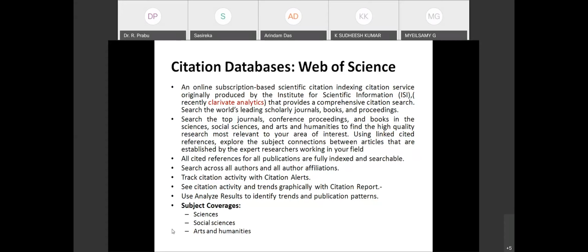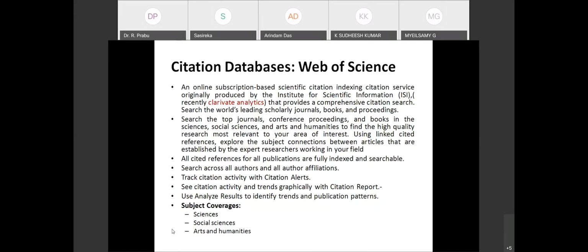So here we are going to discuss the Web of Science database. This is called a citation database. It is an online subscription-based scientific citation indexing service, originally produced by the Institute for Scientific Information. Earlier it was produced by the Institute for Scientific Information, and recently it has been brought out by Clarivate Analytics, a company which recently acquired this database.